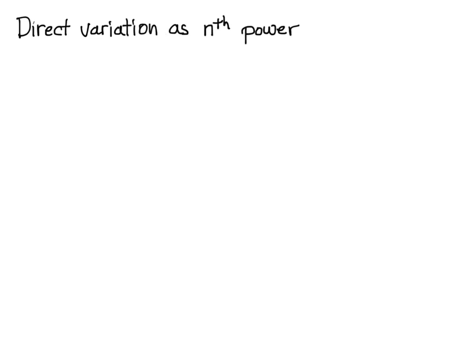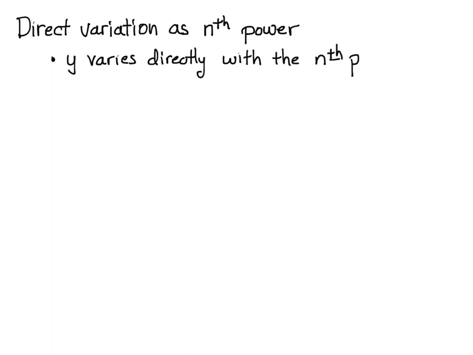Okay, so things not only vary proportionally, they vary sometimes proportionally with an nth power of a variable. So this would be stated, if you were to read something like this, it would say something like y varies directly with the nth power of x. Okay, so if n is 2, then y varies directly with a second power of x.